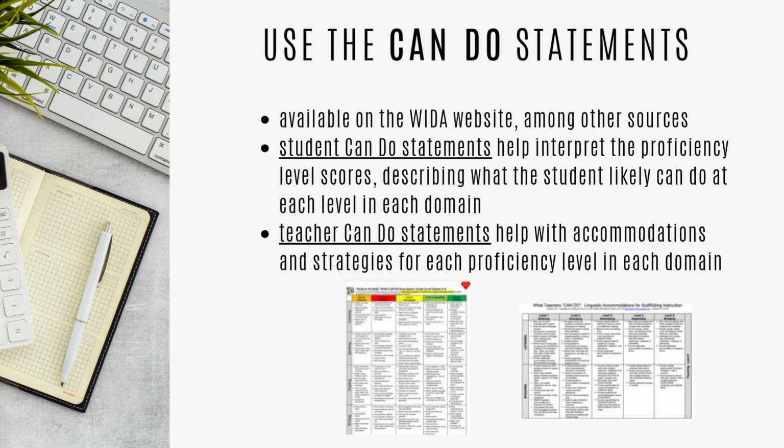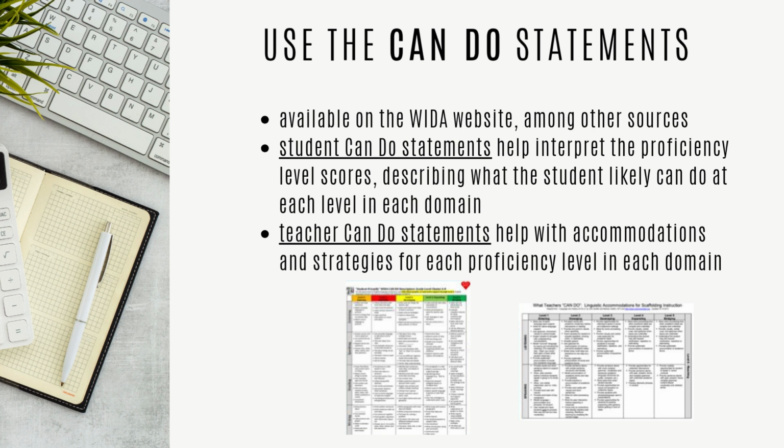The teacher can-do statements are not made by WIDA, but they help with accommodations and strategies for each proficiency level in each domain for teachers. So 2 domains are on the front and 2 domains are on the back. And then the levels 1, 2, 3, 4, 5 are across the top again. And what these do, you have that same student with that same imaginary score of, say, a 2.2 in speaking. They're going to go to the level 2. They're going to go to speaking. Where those meet, it's going to give, here are some strategies and some accommodations that will really help students who are at a level 2.